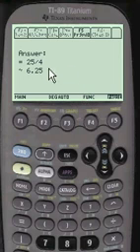So the answer is 25 over 4, or approximately 6.25. This is a number in between the area under the curve that we're finding with the integral.